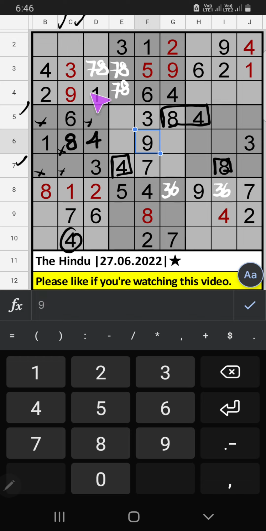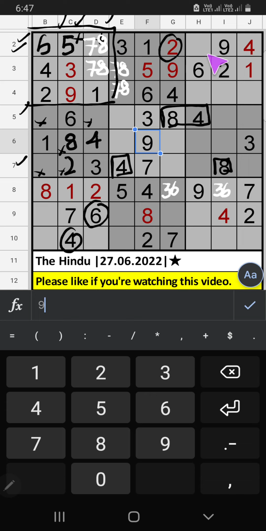Column C, 2 numbers are remaining, 2 and 5. Second row, we already have 2. So 2 can't come in this cell. 2 is confirmed here. Then 5 is here. Column D, we have 6. So 6 can't come in this cell. Then 6 is confirmed here. Then first grid, 2 numbers are remaining, 7 and 8. It will come in one of the 2 cells. We will confirm later.